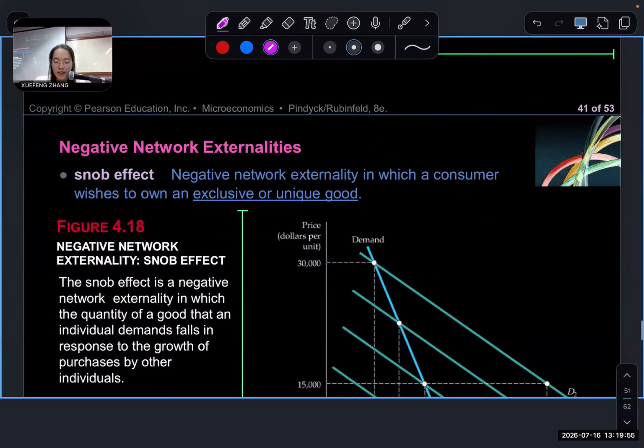Now, the opposite of bandwagon, we call it the snob effect. What does snob mean? A negative network externality in which a consumer wishes to own an exclusive or unique good. Any example you want to share? So basically this snob effect means I want it because not everyone has it.